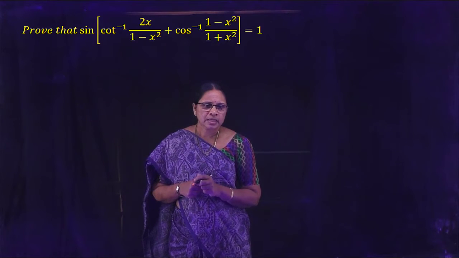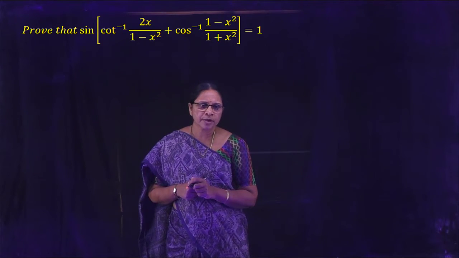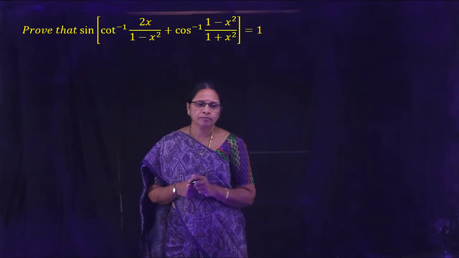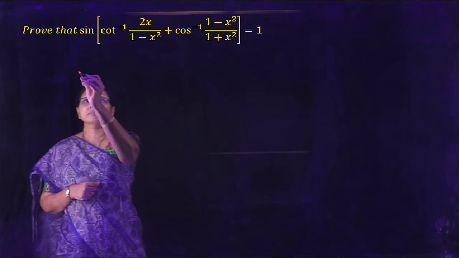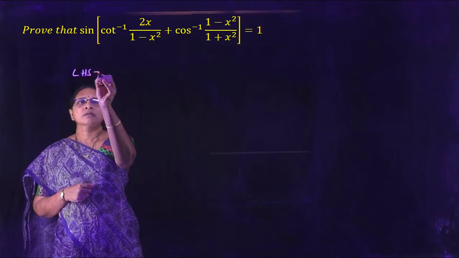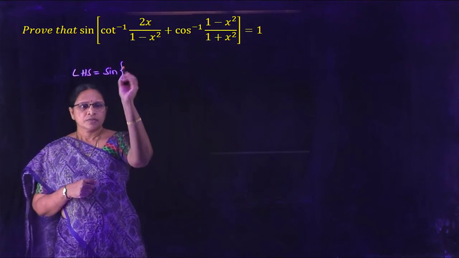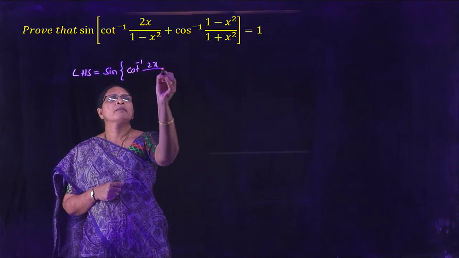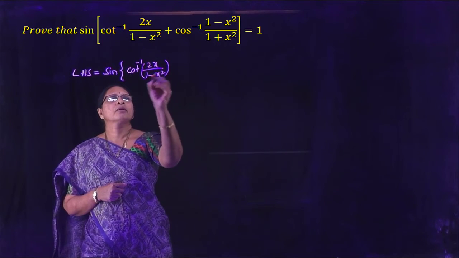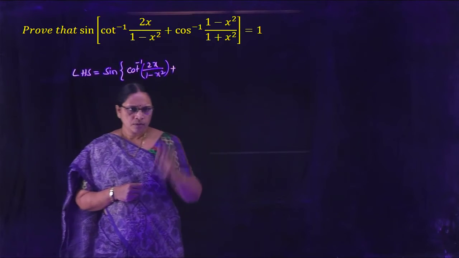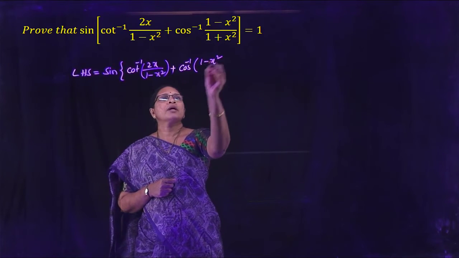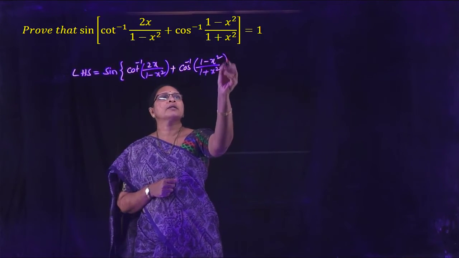See the next problem. Prove that sine of cot inverse of 2x by 1 minus x square plus cos inverse of 1 minus x square by 1 plus x square is equal to 1. Take LHS. LHS is sine of cot inverse of 2x by 1 minus x square plus cos inverse of 1 minus x square by 1 plus x square.